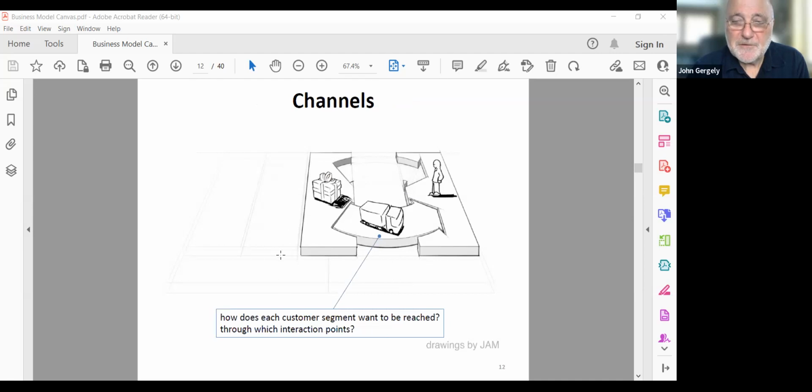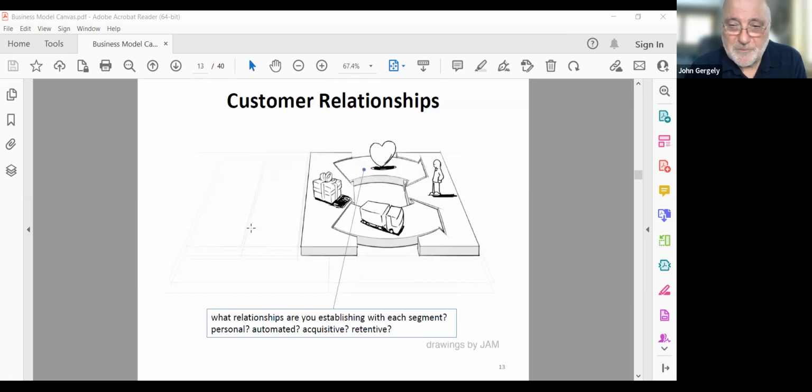The next one is channels. How do you sell? How do you reach your customers? There can be different customer segments depending on your business, and how do they want to be reached? That involves a lot of analysis too. Are you going to sell wholesale? Direct? Retail? Online? Door to door? At flea markets? Are you going to go to local stores? All those things. That's what channels mean.